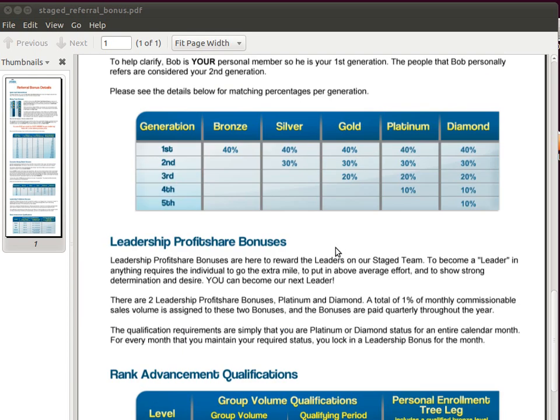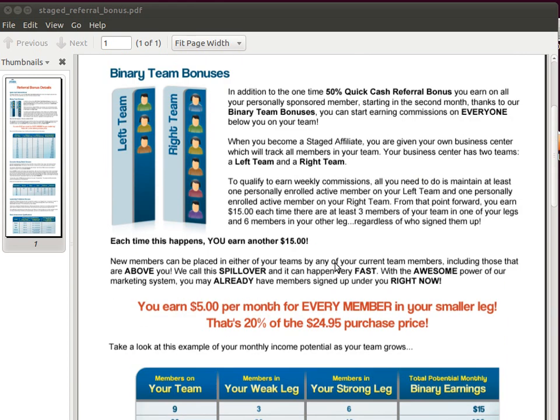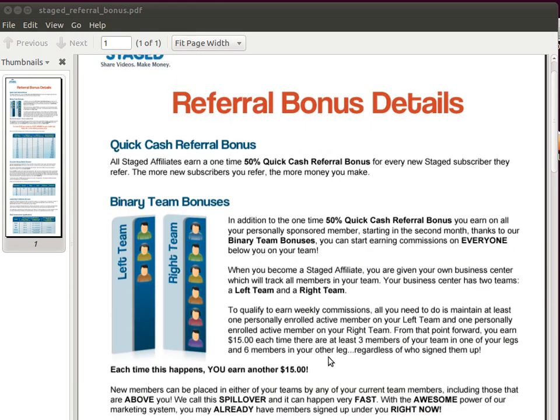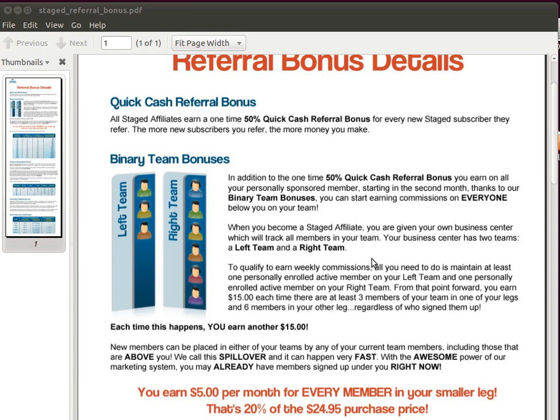Now, the last thing I want to mention is that, we can scroll all the way up to the top here, in order for you to take part in earning in the binary, the one requirement that we have is that you have 1 personally sponsored member in your left leg and 1 personally sponsored member in your right leg. Once you have that requirement met, then you start earning on all of the people that are below you in the company.